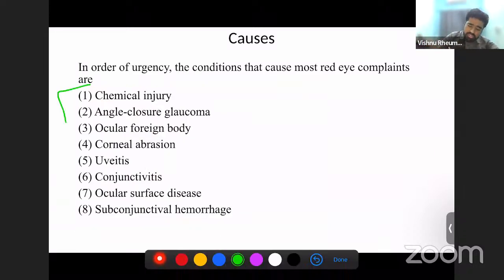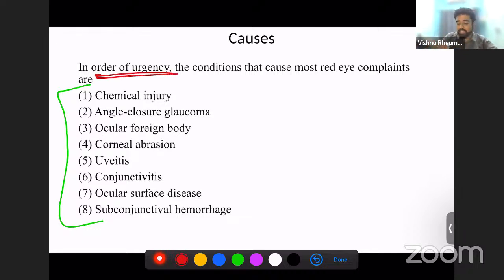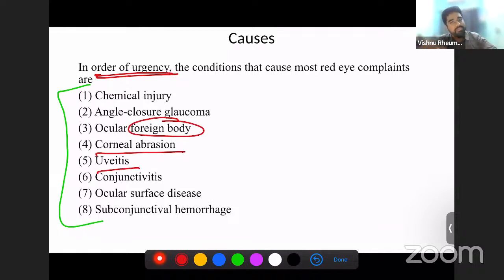So these are the main causes. Usually what I do is I go through the approach and then I discuss the causes. But because this is a topic where you should know the basics, the fundamentals, before the detailed approach, at least the main causes in the order of urgency is what I have told. Chemical injury obviously will come at the highest because it should be treated on an emergent basis. Then comes angle closure glaucoma, where the patient has significant pain. Ocular foreign body, something that is emergent, abrasion, uveitis, conjunctivitis, and then we go to the lesser dangerous complications like a subconjunctival hemorrhage, where it's just conservative management.